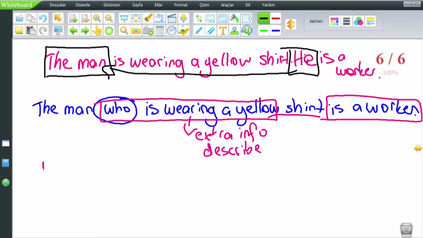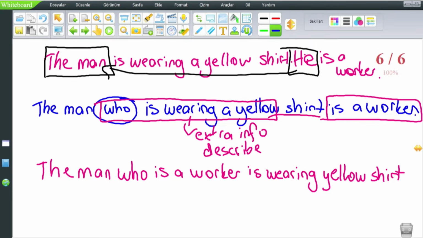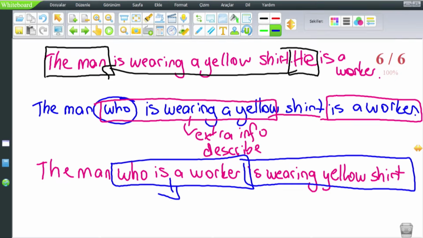And if I would say, the man who is a worker is wearing yellow shirts, then the main focus of my sentence would be that he is wearing a yellow shirt. And the relative clause, which is that he is a worker, would be extra information, or to describe.